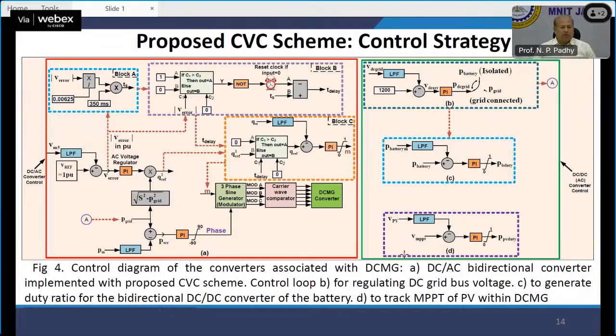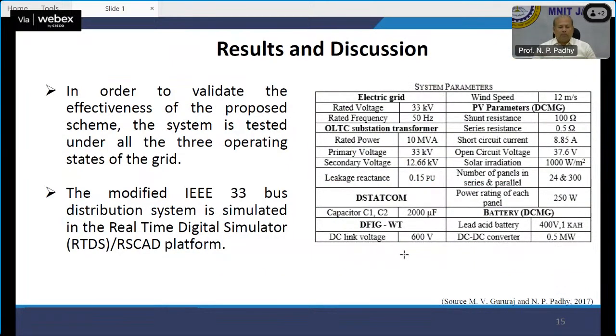For example, 0.00625 extreme corner time, we are given 350 milliseconds, and you are given a voltage error and blocking. So this will act depending upon the commands that you set. Now, moving to the next system parameter side.